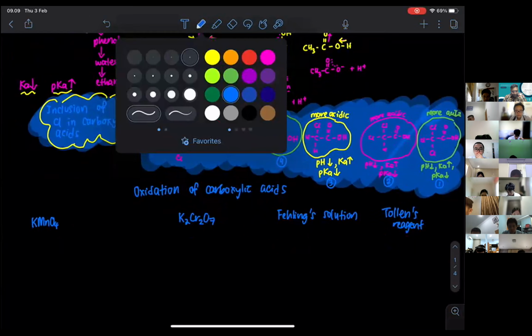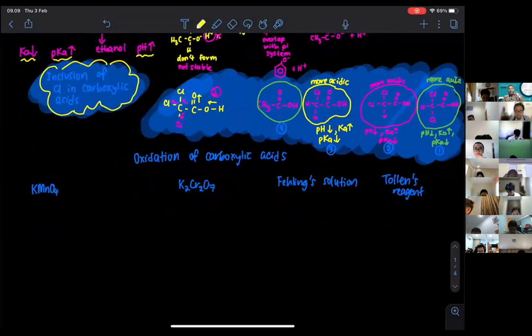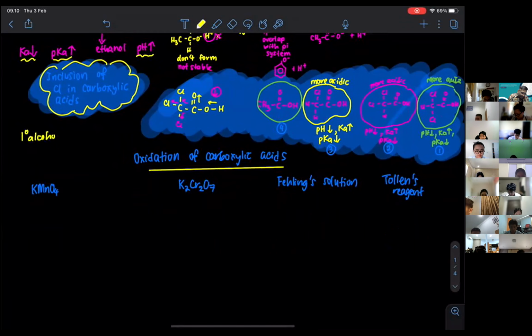Now if you go further, we learned about oxidation of carboxylic acid. In the previous lessons, we learned that primary alcohol can be oxidized to become aldehyde, and aldehyde can be further oxidized to become carboxylic acid. And we learned in AS that carboxylic acid cannot be further oxidized, but now you need to change that a little bit. Anyway, secondary alcohol gets oxidized to become ketone, and tertiary alcohol doesn't get oxidized.